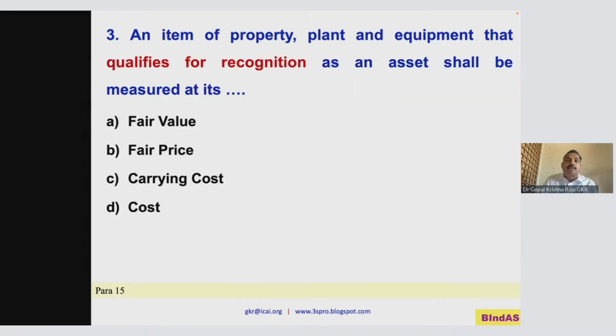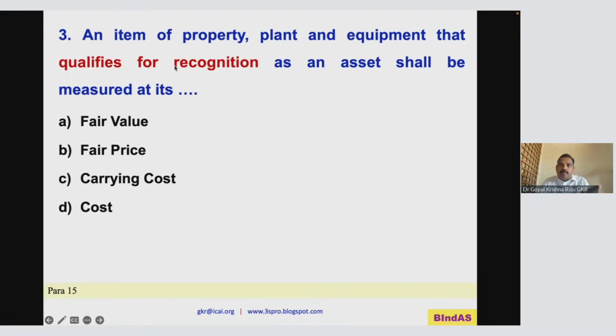Now answer this question. An item of PPE that qualifies for recognition initially shall be measured at cost. Now where will fair value come? Only for revaluation. Actually, this fair value takes various avatars. A different avatar it will take. In IndAS 16, fair value takes the avatar called revaluation. So revalued amount we call it as fair value. So question number 3 is 3D. It is always measured at cost.